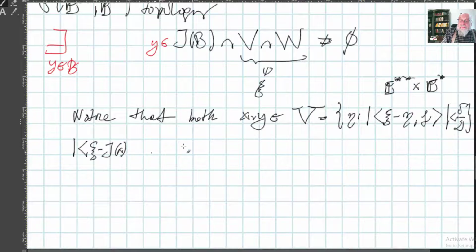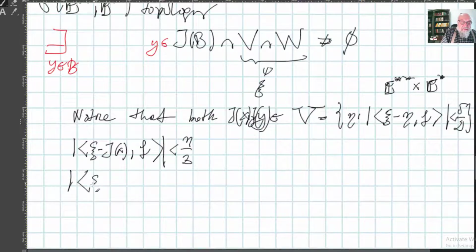Those are J of X, so this is J of X and J of Y. So this is J of X, and then f is smaller than eta over 2. Similarly, this is psi minus J of Y, f, and that one is smaller than delta over 2. I'm sorry.